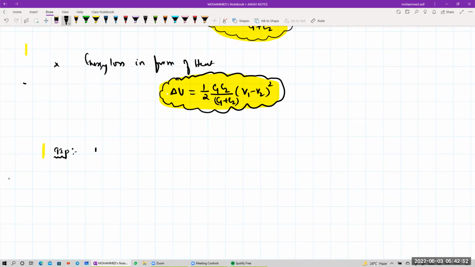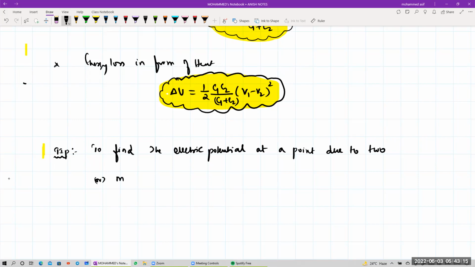See beta, to find potential, this has been asked many times in JEE. To find the electric potential at a point due to two or more than two charged spheres.